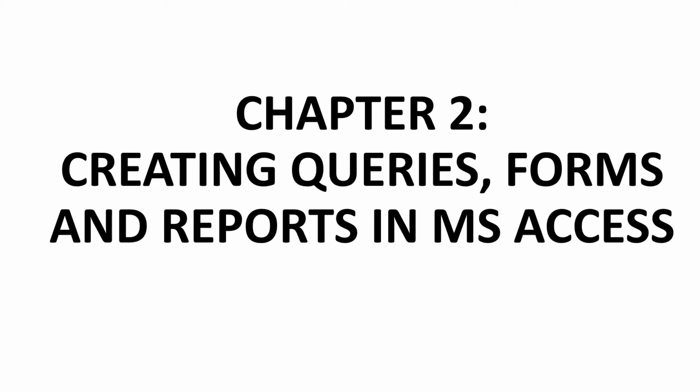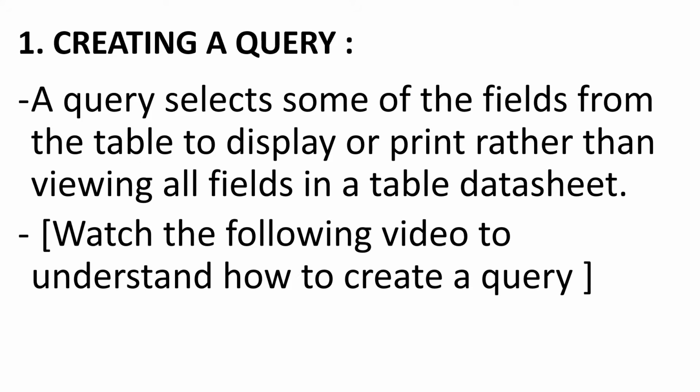In this chapter, after creating the table, we are going to study how to create queries, forms and reports in MS Access. The first topic is how to create a query. A query selects some of the fields from the table to display or print rather than viewing all fields in the table datasheet. Means whichever fields from the table that we want to access, the query displays only those rather than displaying the whole table.